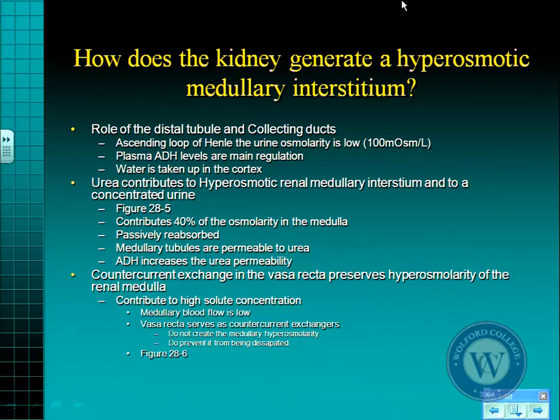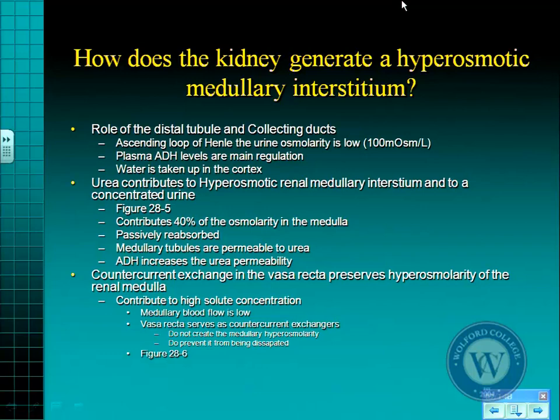So ADH has two functions. One, it increases water reabsorption in the distal and the cortical collecting ducts. It also increases water reabsorption in the medullary collecting ducts. But what makes the unique difference is that in the medullary collecting ducts, it also increases permeability of urea into the interstitium, which makes the concentration gradient even greater into your bucket, pulling more water out. Everybody get that? Okay.